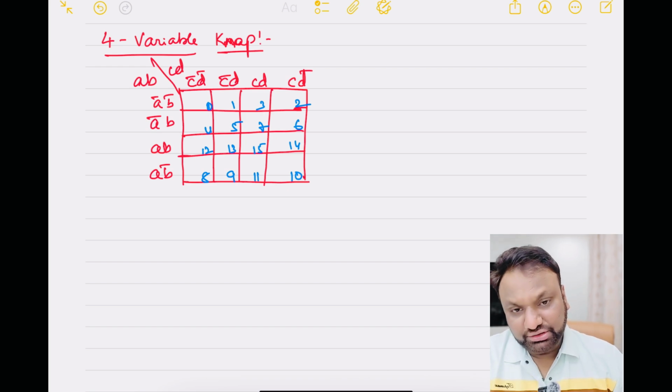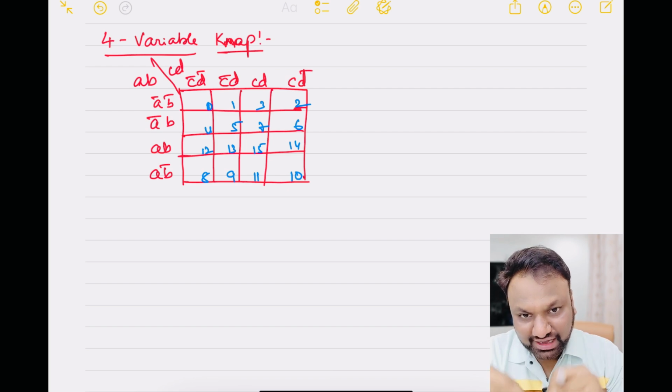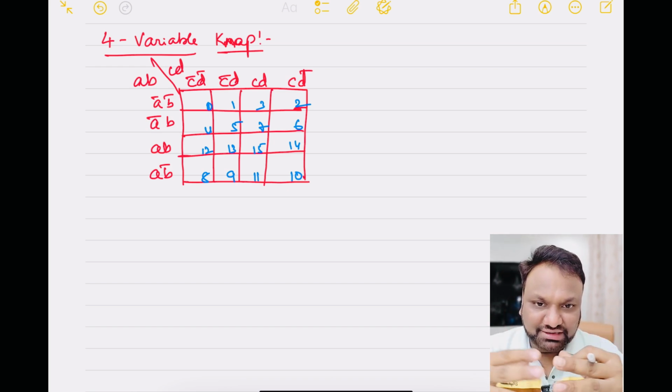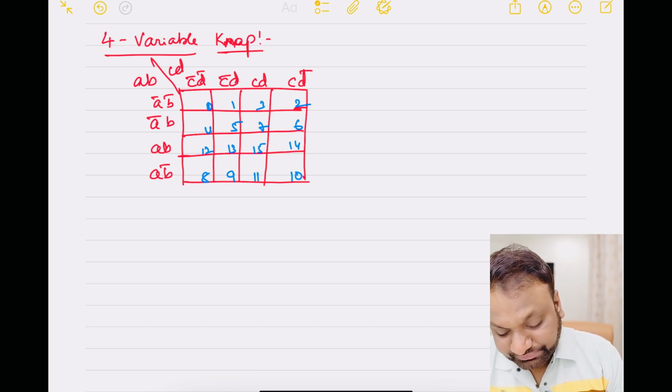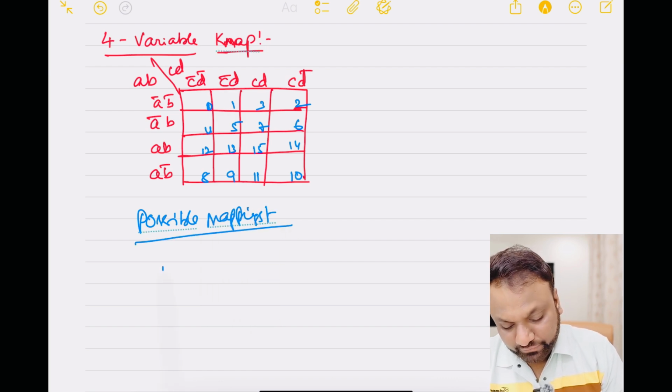First you need to learn how to draw that K-map diagram. Only then can you go for plotting the ones and mapping them, right? So in the 4 variable K-map, what are the possible mappings?